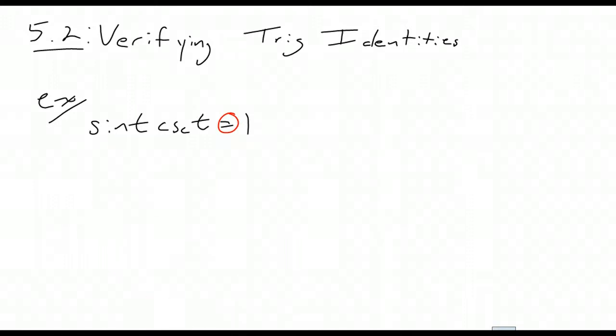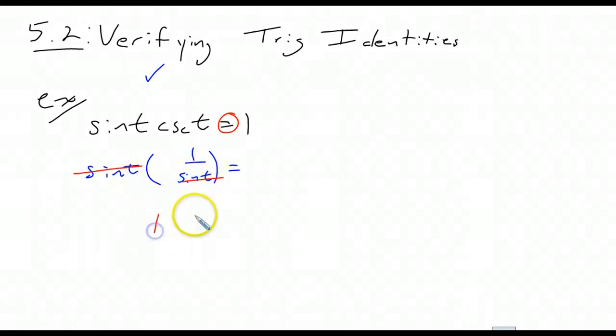So in that case, with this one, if I wanted to make sine t cosecant t equal 1, I'm going to work with the side that has more stuff, so I'm going to work on this side. I know that sine t times cosecant t, well, cosecant t is 1 over sine t, so if I replace that in, then I have sine t times 1 over sine t. Well, sine divided by sine is 1, so 1 divided by 1 is 1, and I have 1 equals 1, and that thing works out.